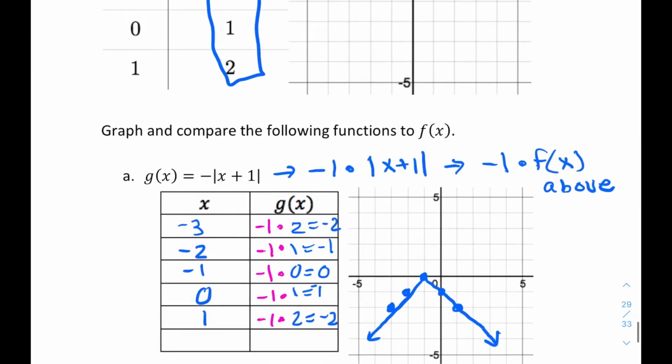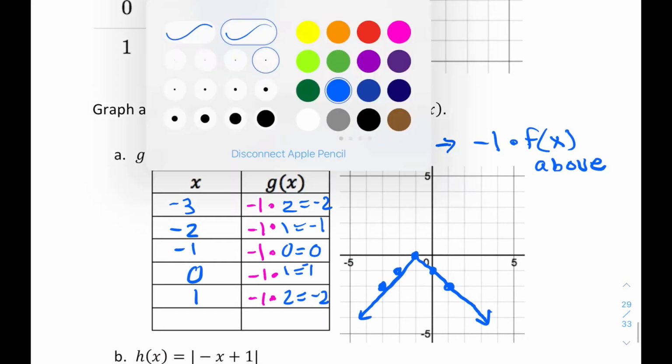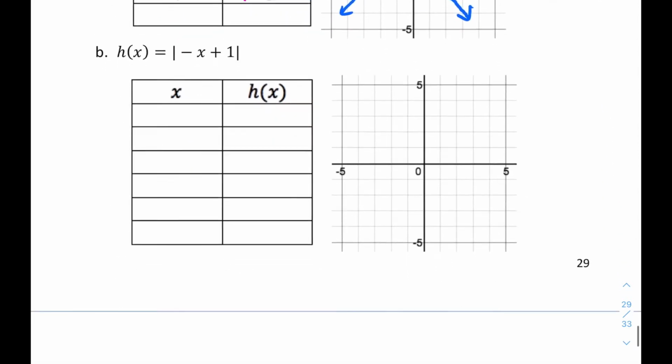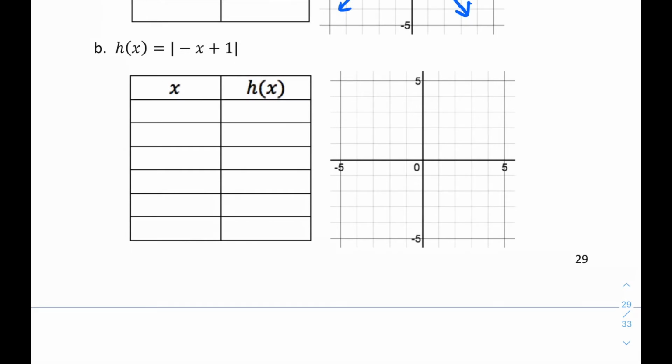So if you notice what's going on here, it kind of opens upside down. What I've got is actually a reflection of my original function across the x-axis. My original one, if I kind of draw it dashed in red here, looked like that. This essentially changed the signs on all of my y values and reflected across the x-axis.